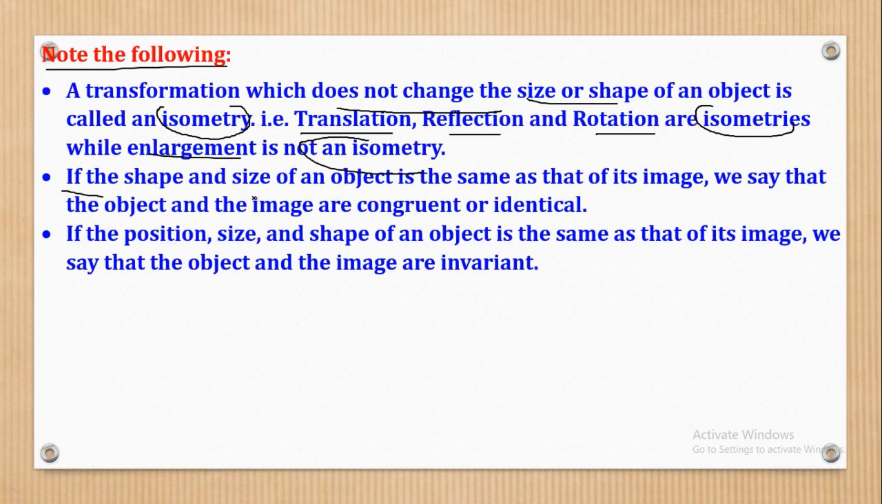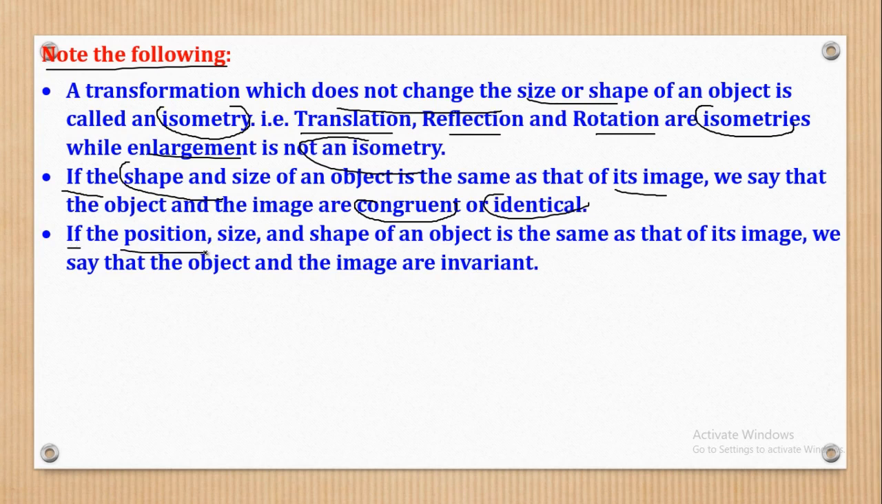If the shape and size of an object is the same as its image, we say that the object and the image are congruent. Another word for congruent is identical, that is when the shape and size do not change. In the previous slide we saw the word invariant; here we have seen the word congruent.